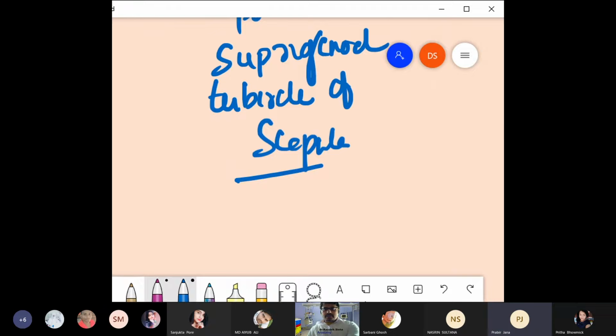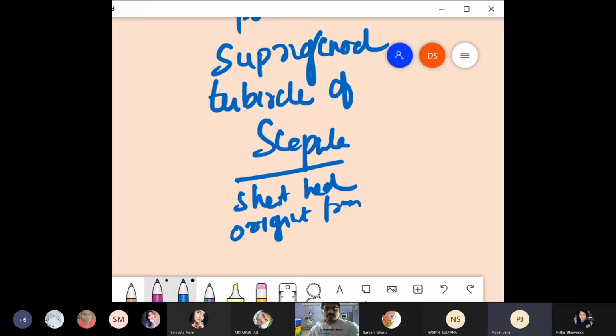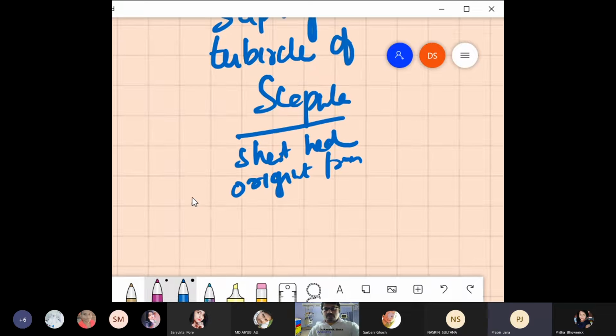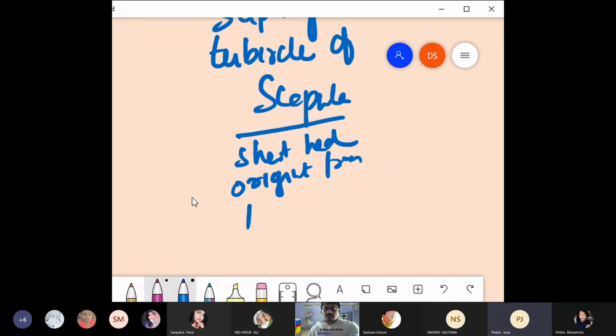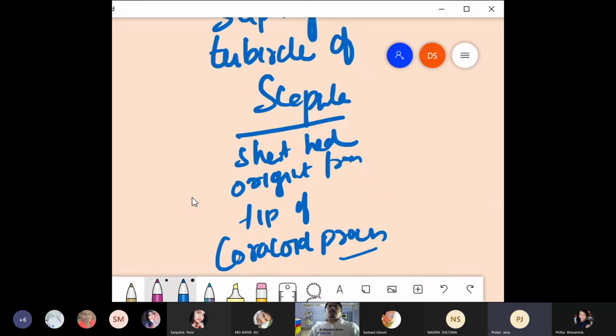Short head originates from the tip of the coracoid process. Do you remember where the coracoid process was and what it looked like? This is also a scapular part. The coracoid process itself is a part of the scapula.